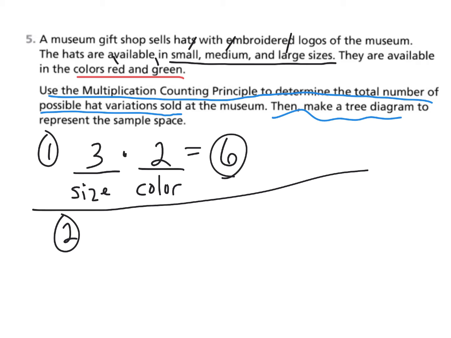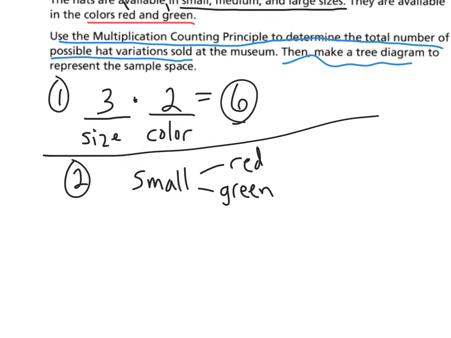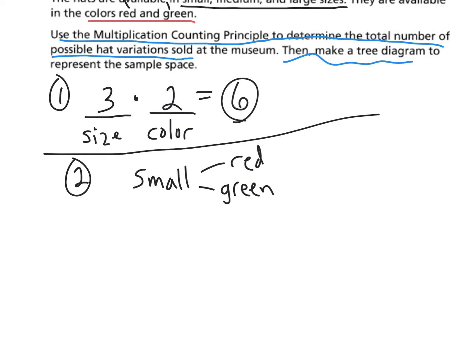The second part, they want us to do a tree diagram. For the tree diagram, you can start different ways. Since they mentioned the size first, I'm going to just work with the size. So I'm going to say small, and it could go to red, or it could go to green. Once again, you could choose to abbreviate, but if you abbreviate and just put like S for small, you need to make a note of that somewhere.